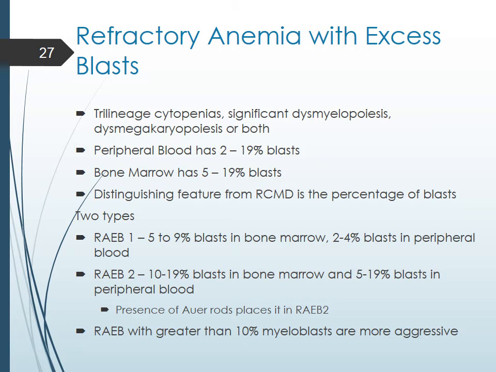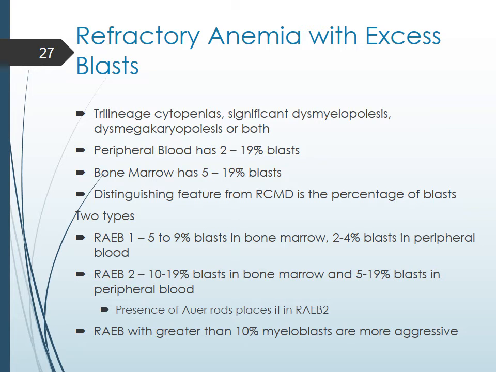Or you could have both. You could have a trilineage cytopenia, low counts, together with dysmyelopoiesis and dysmegakaryopoiesis in RAEB. The peripheral blood must contain 2 to 19% blasts. Bone marrow blast numbers must be 5 to 19%. 2 to 19 in the peripheral blood, 5 to 19 in the bone marrow.